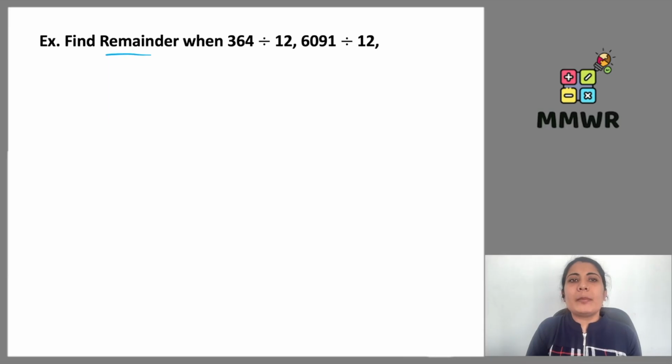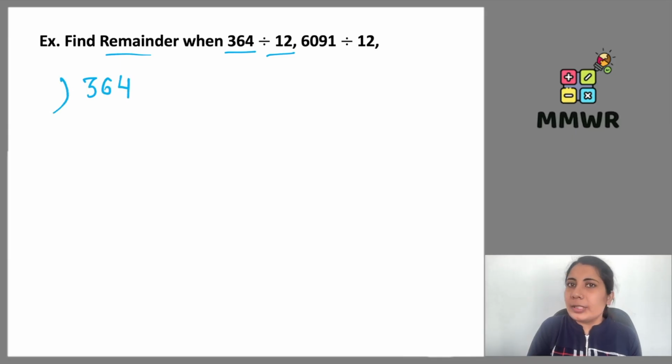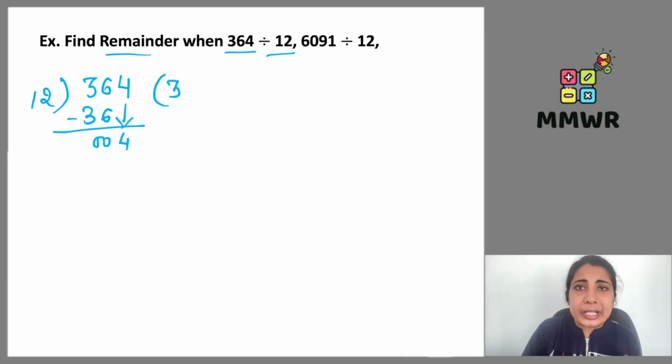So we have to find the remainder when 364 is divided by 12. I have to divide this 364, so of course this will be the dividend for me and 12 will be the divisor. Now 12 ones are 12, 12 twos are 24, 12 threes are 36, right? 36 minus 36, I got the remainder 0 here. Now 4 will come below. So will 4 be treated as the remainder, or do we have to divide it further? Exactly, we have to divide it further. If we say that 4 is not divisible, 4 only will be the remainder.